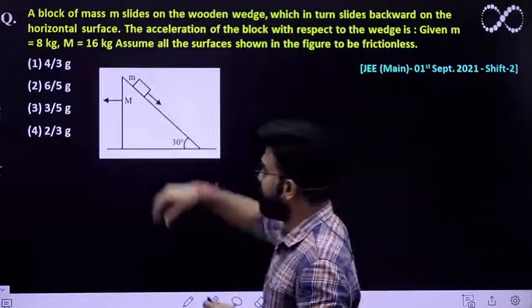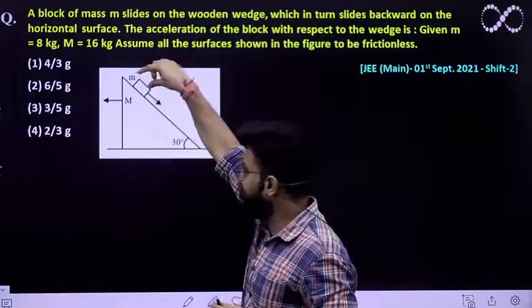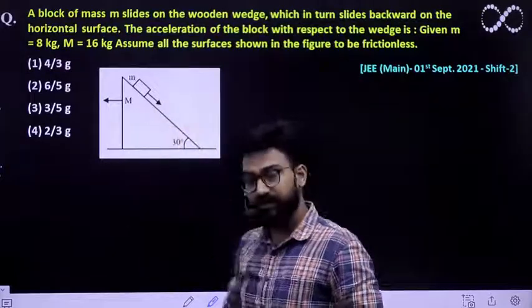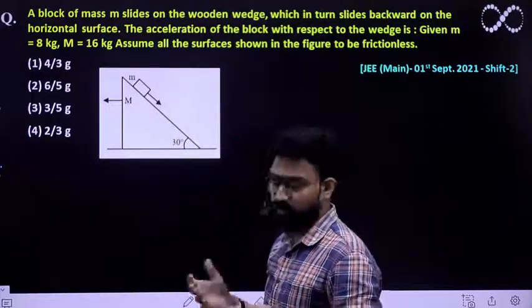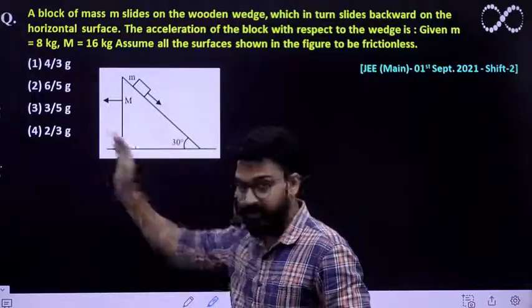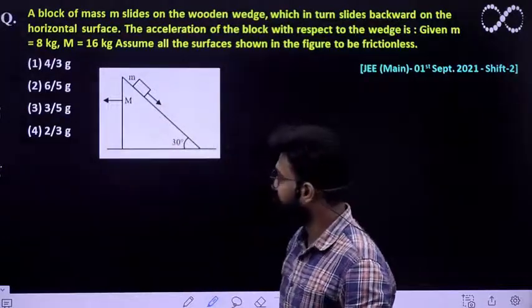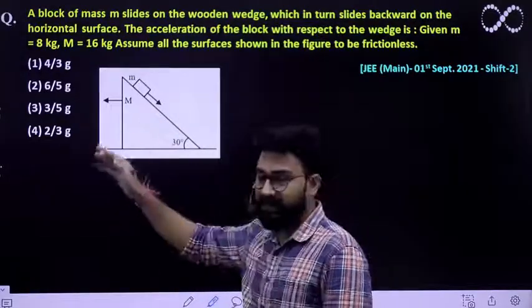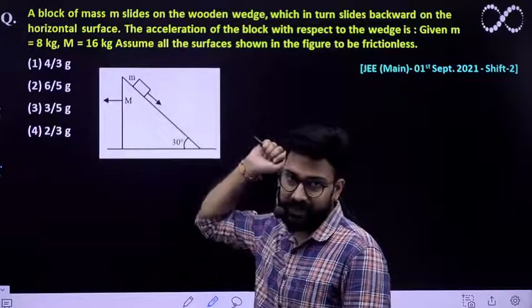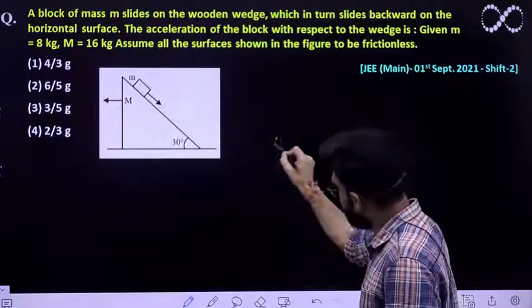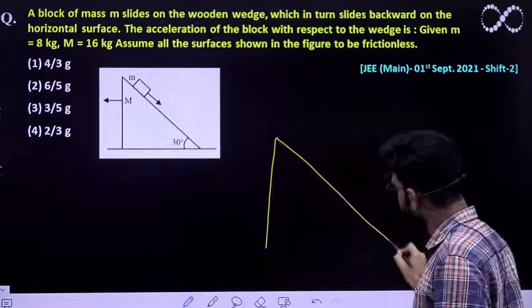So if this small m block tries to come to the bottom, this capital M wedge will move backward, don't you think? Because there is no friction, it will go backward. We already know that this wedge will move backward because of the force provided by the small m block. So we'll visualize this question once again and redraw it.